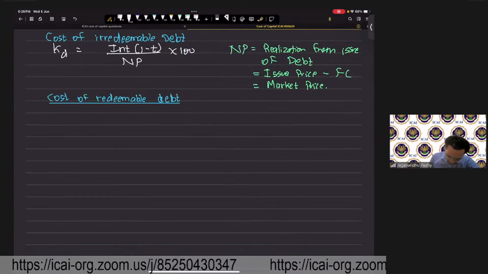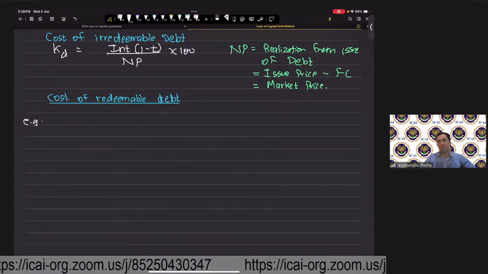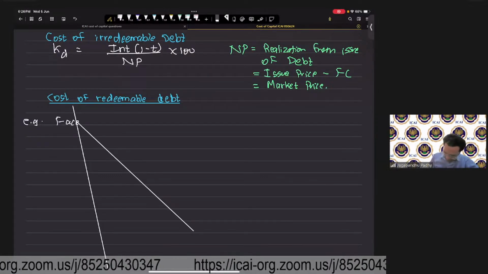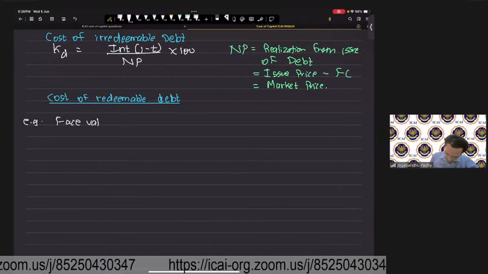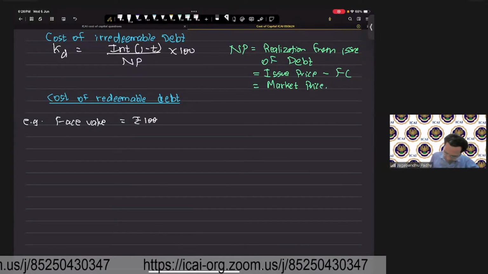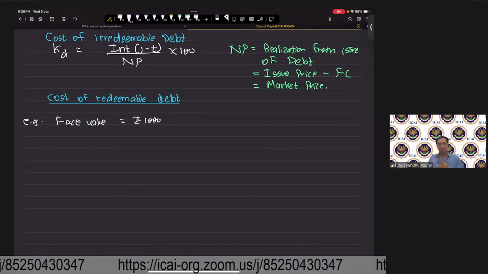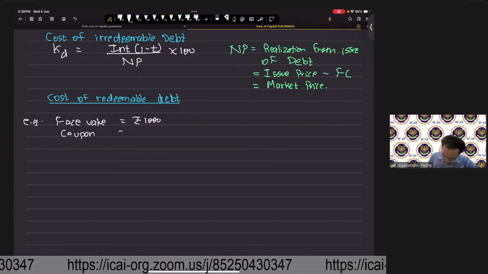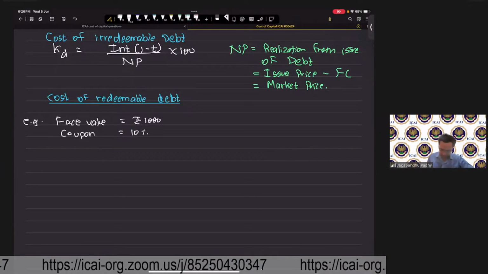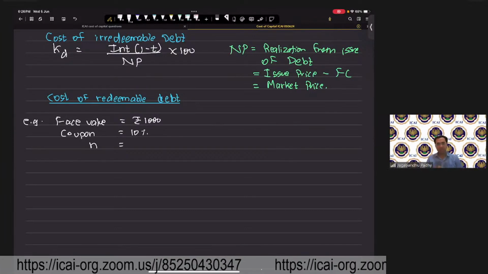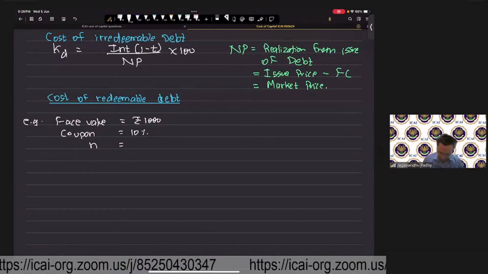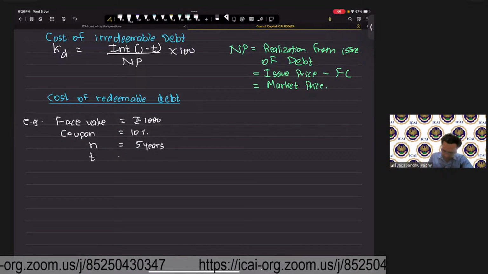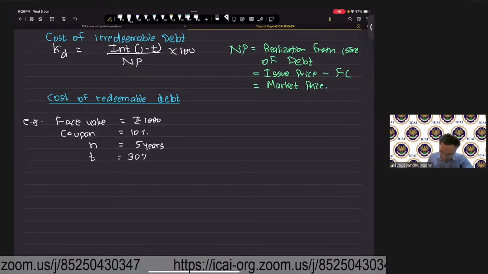So let's take an example to get this formula and to understand it in more detail. Let's say face value is 1,000 rupees. Face value of the debenture is 1,000 rupees. Coupon rate is 10%. The term for which the debentures are issued, let us say it is 5 years. Tax rate applicable is 30%.